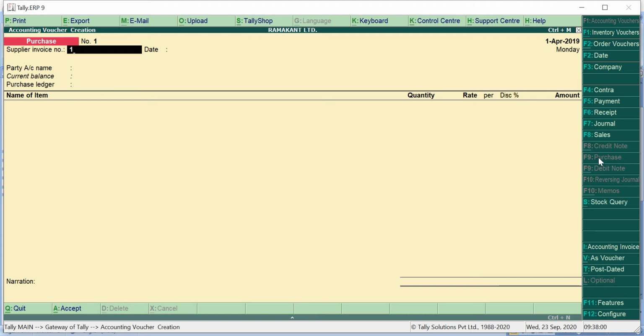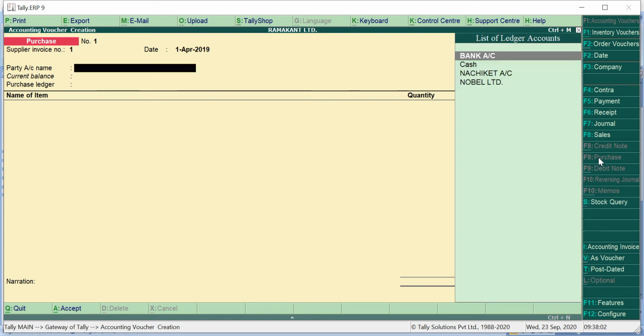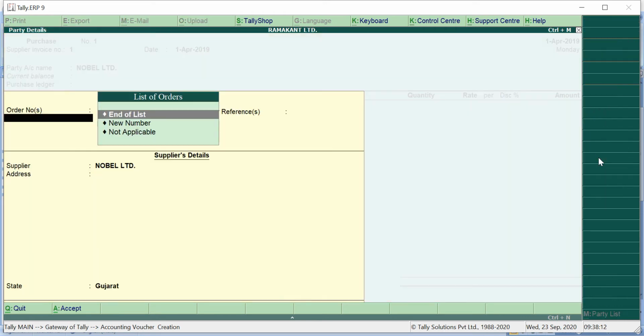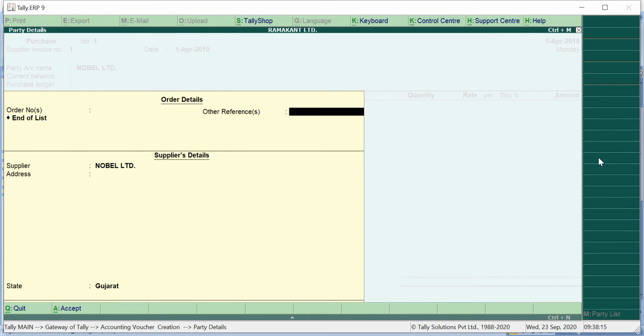So enter number 1. Date by default will come. From whom we are purchasing? We are purchasing from Noble Limited. So select Noble Limited, the party account name. Then you can enter additional details of Noble Limited like this.